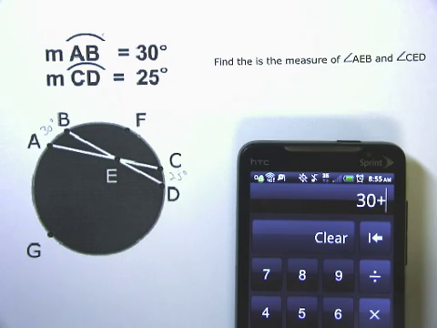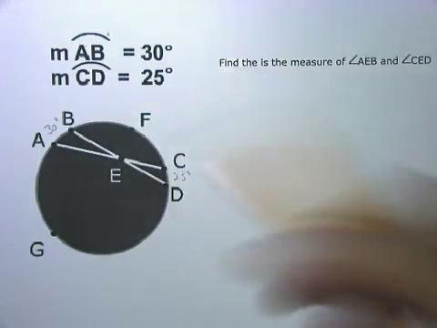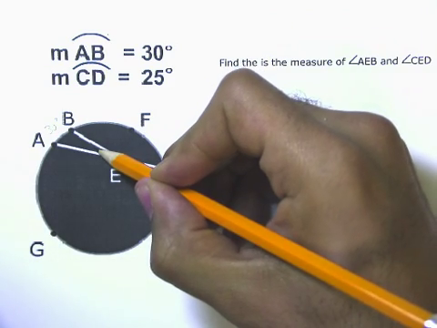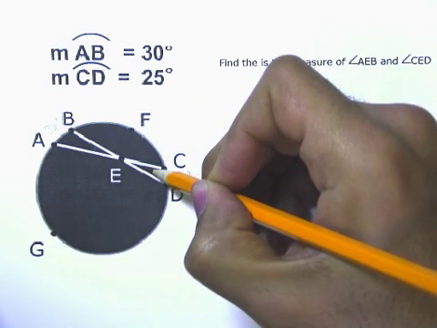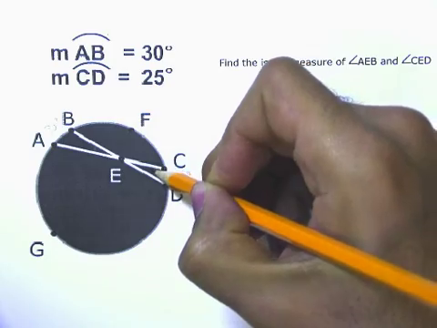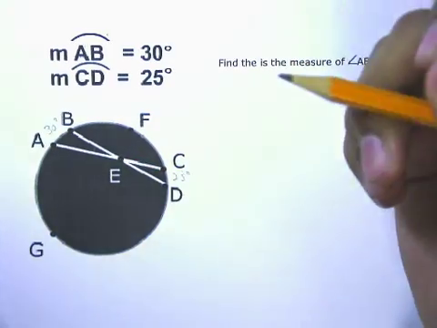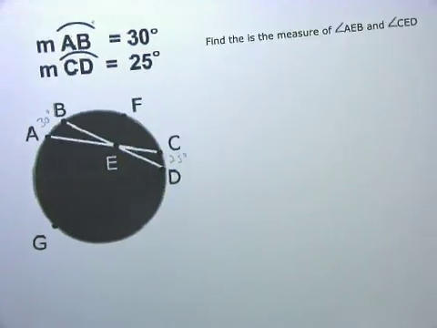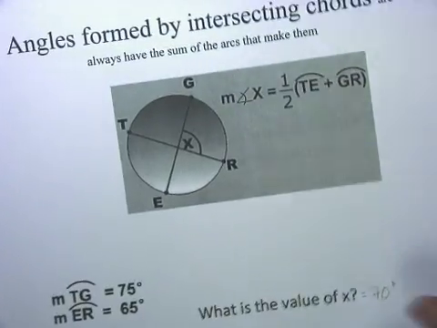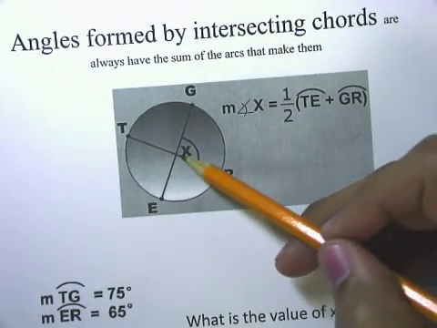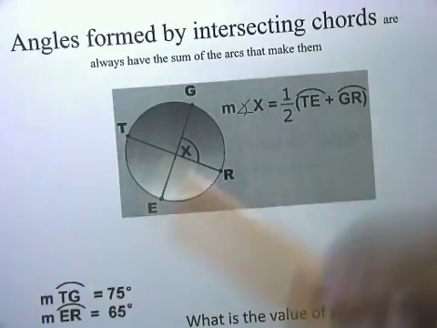So to find the measure of this angle here, what am I going to do? Well, since my point is inside my circle, I'm going to add these two arcs, and I'm going to divide by 2. So let's see what we get. 30 plus 25 is equal to 55 divided by 2, and I get 27.5. So this angle right here is going to be 27.5, and this angle right here is also going to be 27.5, and they're vertical angles, which makes sense that they are congruent.